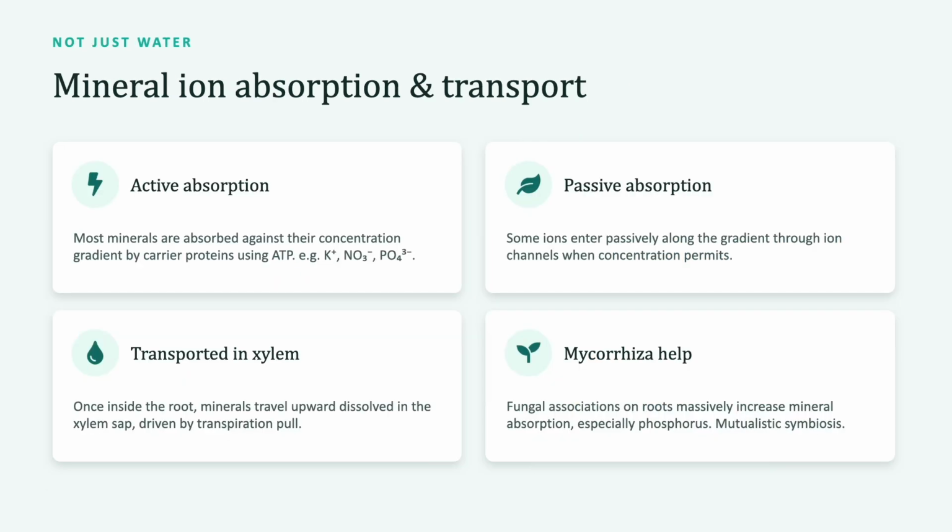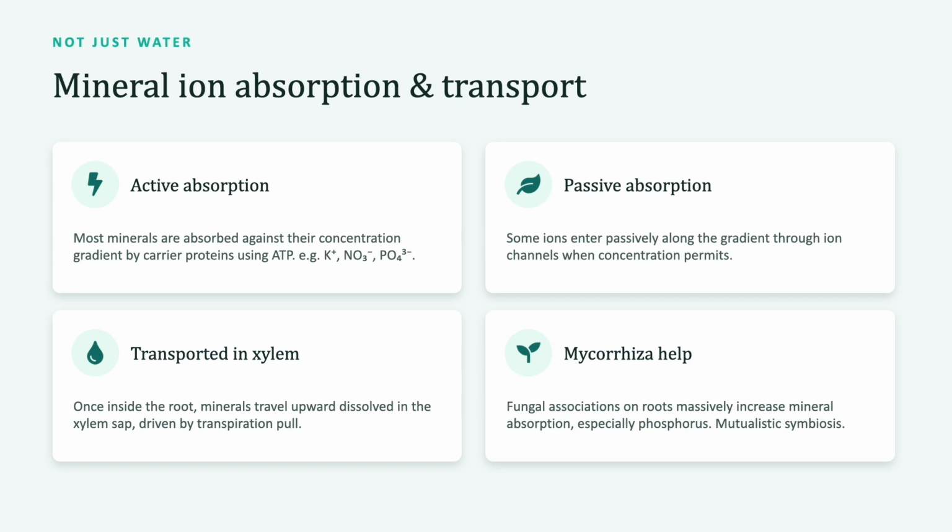Plants don't live on water alone. They need mineral ions too. Most minerals are absorbed actively against their concentration gradient using carrier proteins and ATP. Key ions like potassium, nitrate and phosphate are pumped in this way. Some ions can also enter passively when the soil concentration is high enough. Once inside the root, minerals dissolve in the xylem sap and travel upward with the transpiration stream.